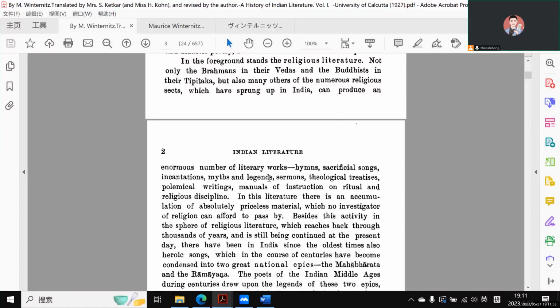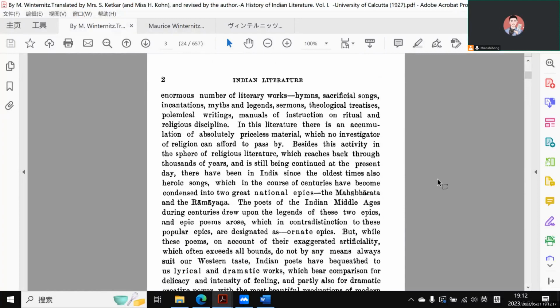Actually, it is quite abundant. The results of Indian literature transmitted to us, to modern scholars, are very abundant. And unfortunately, it's not possible for a single scholar to reach the end of any one sect of this literature. It seems very impossible, at least for us.